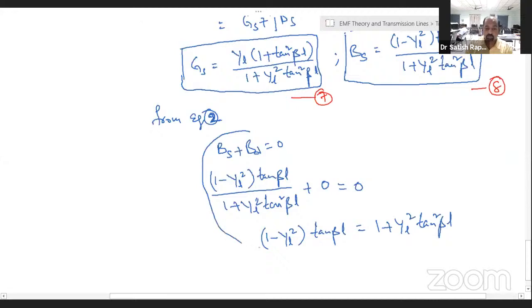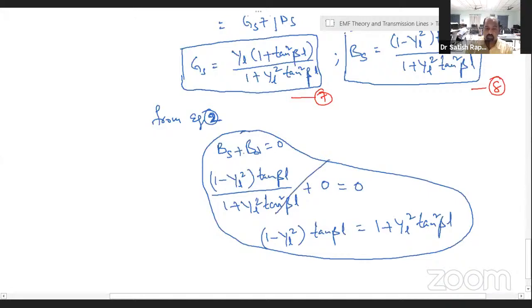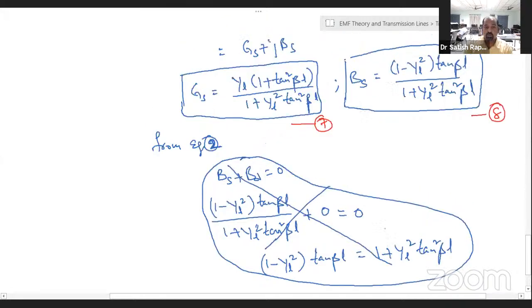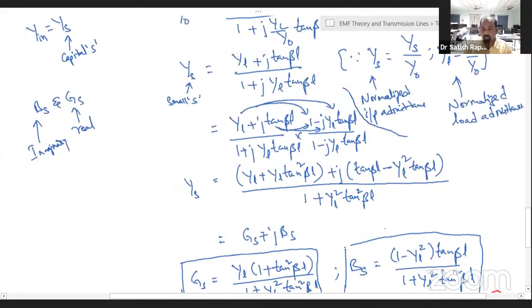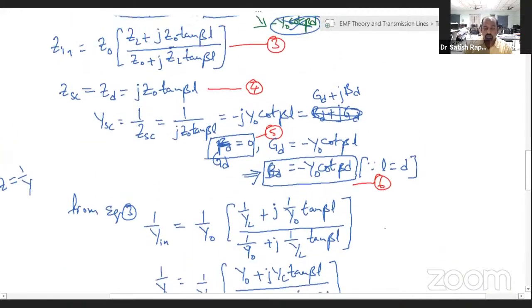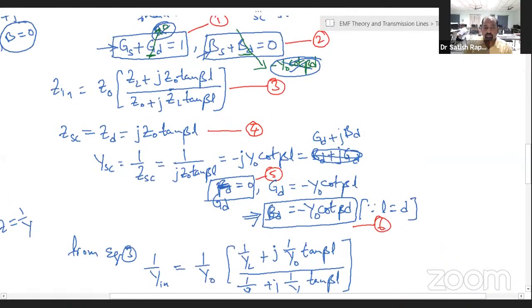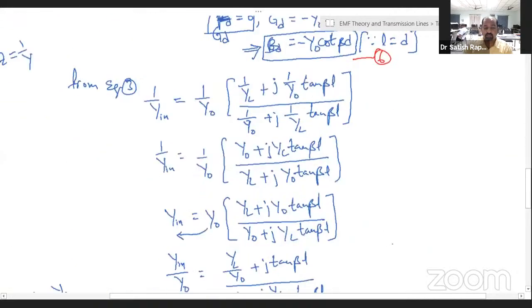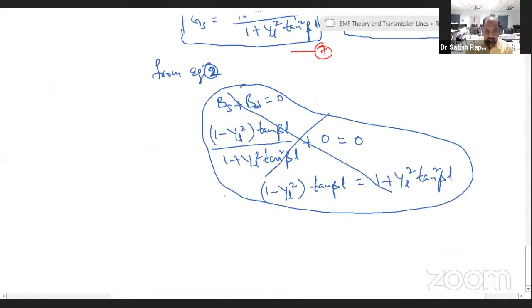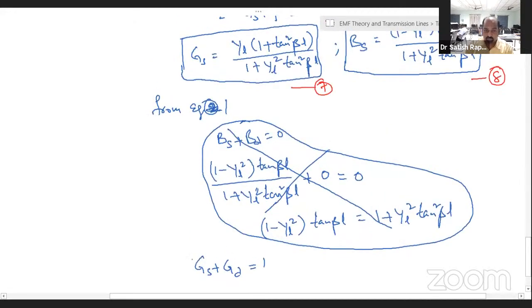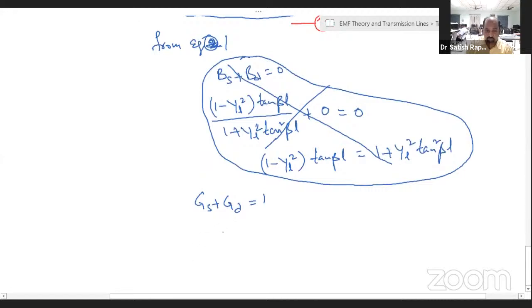Okay, this step is wrong. So GS plus GD is equal to one from equation one only. From equation one, GS plus GD is equal to one. So GS is YL times one plus tan square beta L.